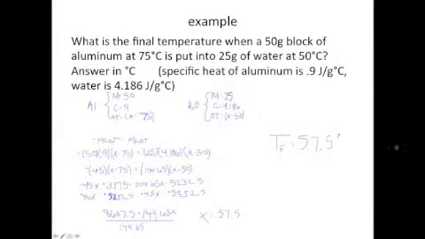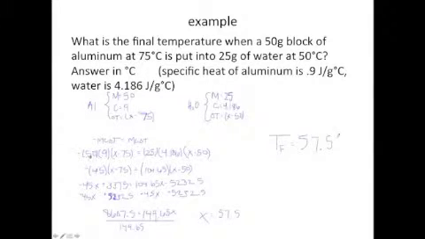Okay, so our answer is 57.5, and how I got that was at first I wrote out all of the mass and specific heat and the change in temperature for aluminum and water, and then I just wrote out the equation right here. Aluminum is negative because when you put 75 degrees Celsius aluminum into 50 degrees Celsius, that 75 is going to go down, and the 50 is going to go up, so that's why aluminum is negative and water is positive.